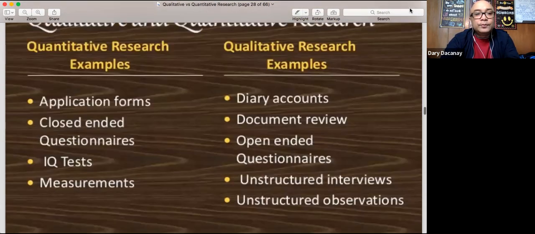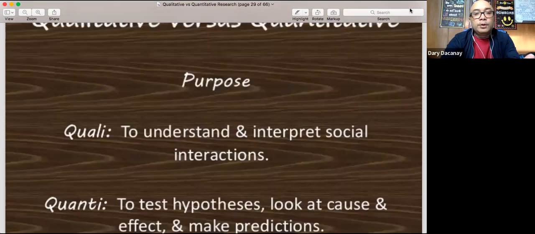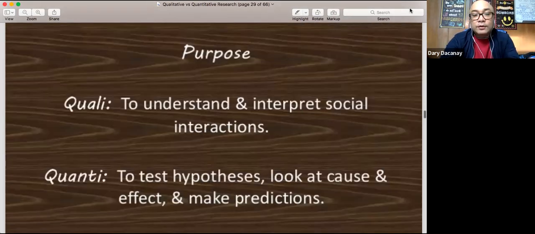So examples, application forms, closed-ended questionnaires, IQ tests, measurements. For qualitative research, you take a look at the diary accounts, the document review, open-ended questionnaires, unstructured interviews, unstructured observations. And in terms of the purpose, in qualitative, you need to understand and interpret the social interactions, what is happening with them. In quantitative research, again, you have to test the hypothesis, look at the cause and the effect, and you have to make predictions.